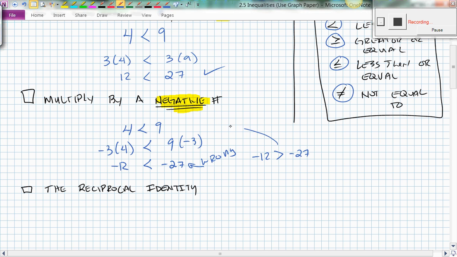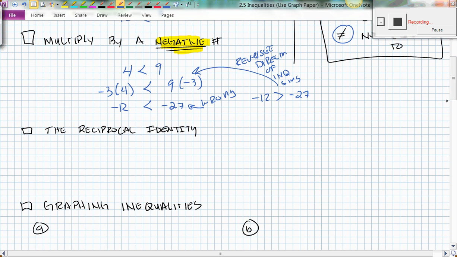So whenever you multiply by a negative number, remember to reverse the direction of the inequality sign. Now, I'm sure you've heard that before, but you may not have also heard about when you are dividing by a negative number. So when you multiply or divide, you need to reverse the sign. Okay, multiplying or dividing, you have to reverse the sign on an inequality.